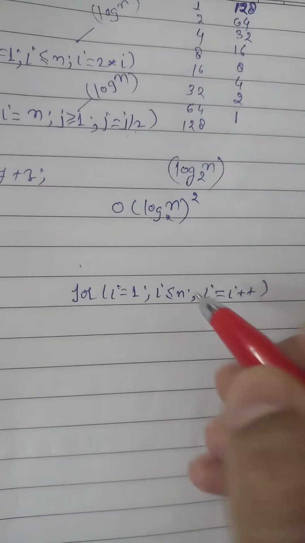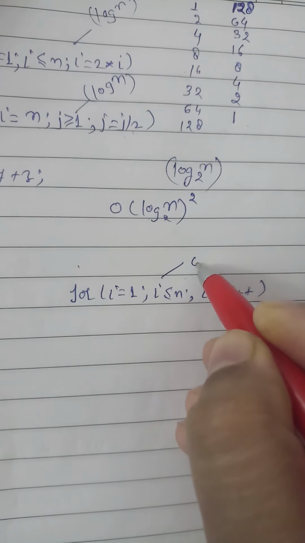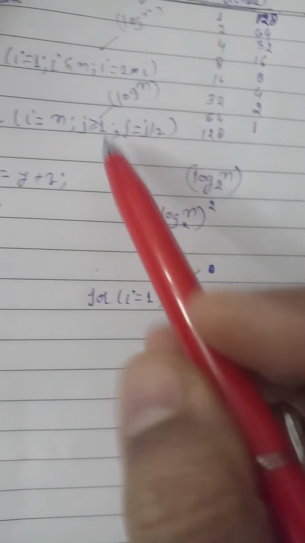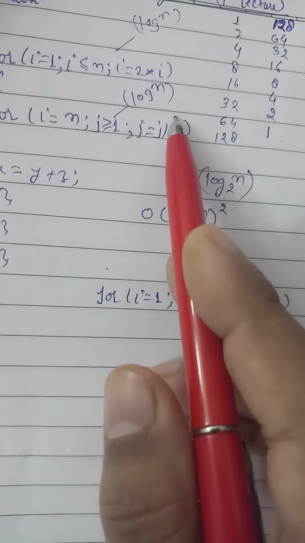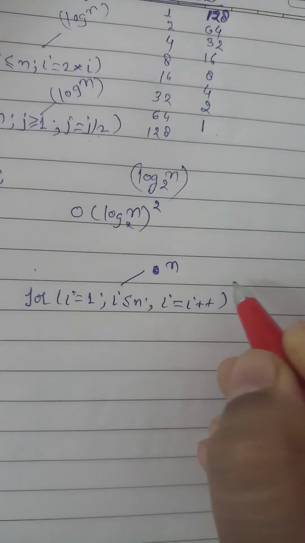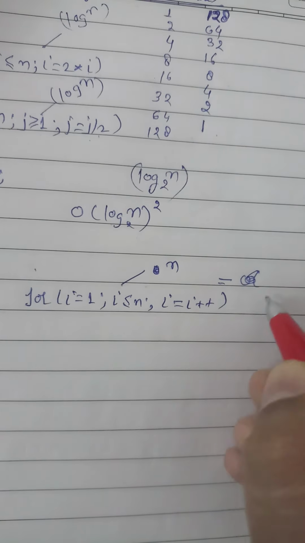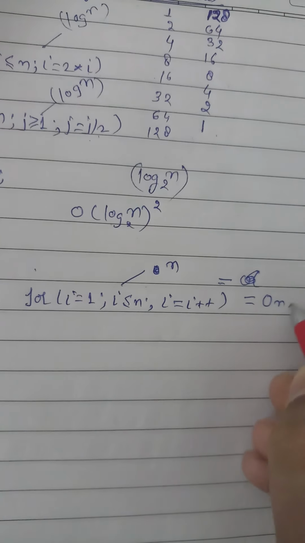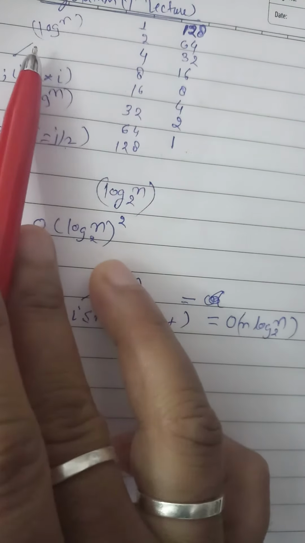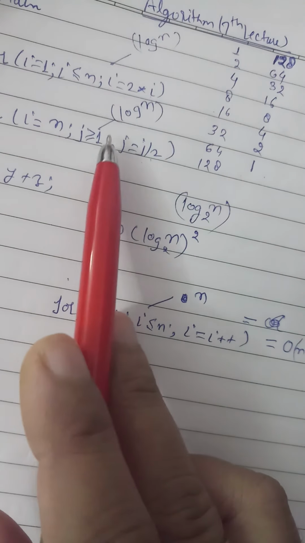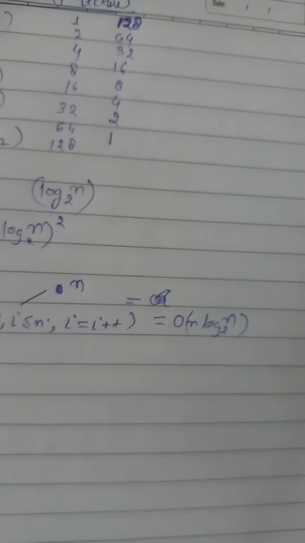So here, what will the time complexity be for this for loop? If in the same program, instead of this for loop, this for loop is there, then this will be order of n and this will be log n. Then what will the time complexity be? The time complexity will be order of n log n, because this loop will give n and this loop will give log n. So the time complexity will be n log n.